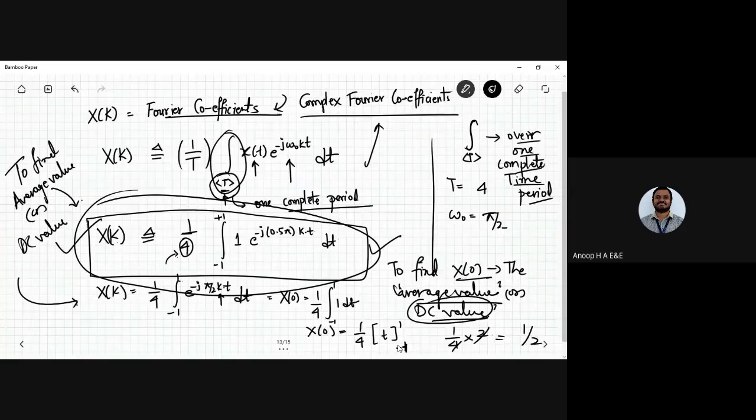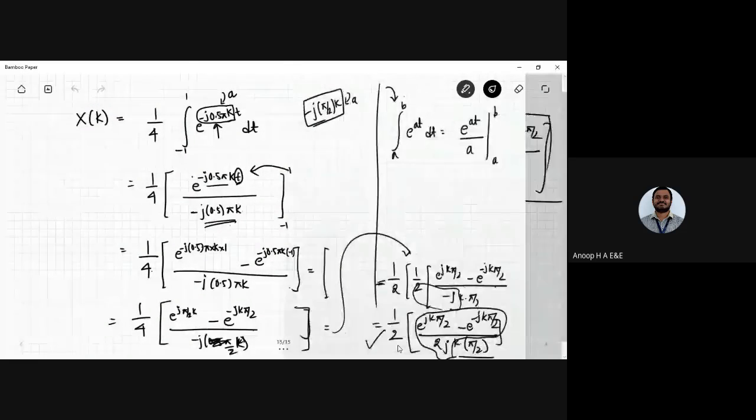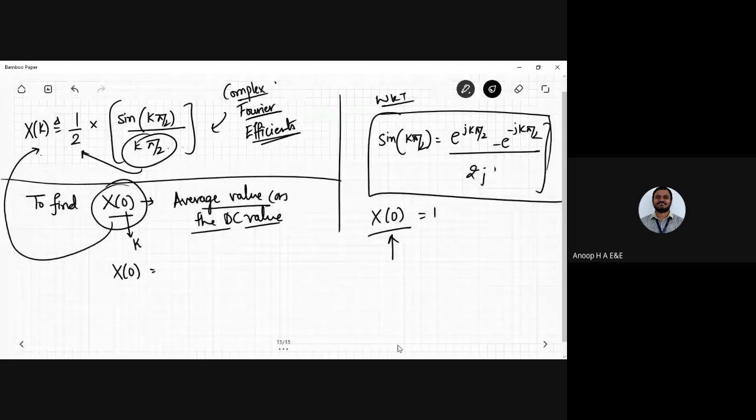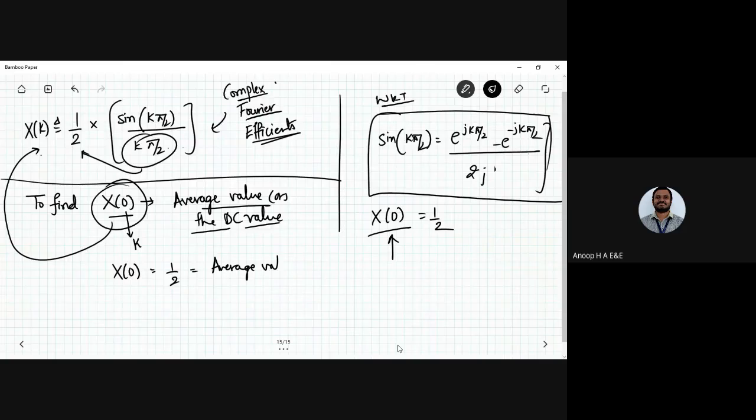From now on it is quite simple. We have got x of 0 equal to 1 by 2. I'll write it here: x of 0 is 1 by 2, that is the average value or DC value.